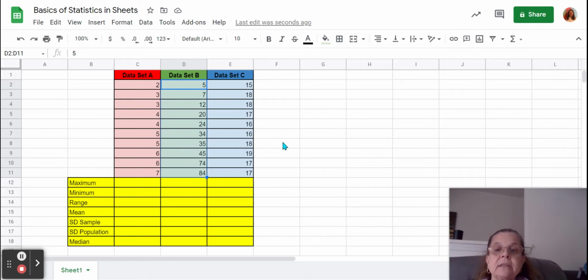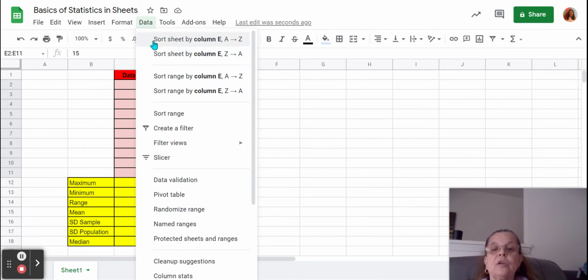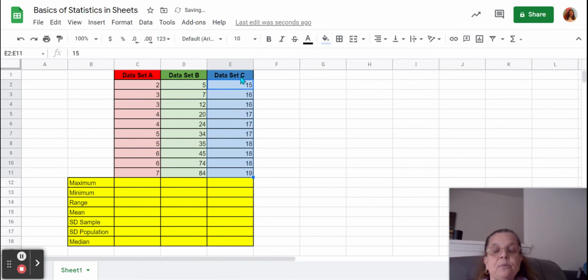One more data set to put in order. Grab the top, highlight down to the 17, find the word data, go to where it says range. A to Z will put us in the right order. 15, 16, 16, 17, 17, 17, 18, 18, 18, and 19. So the three data sets are quite different from each other.